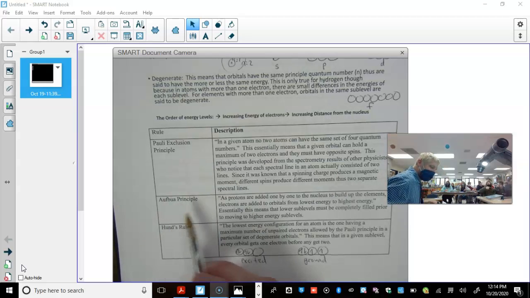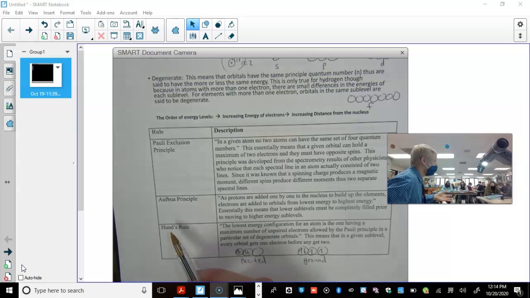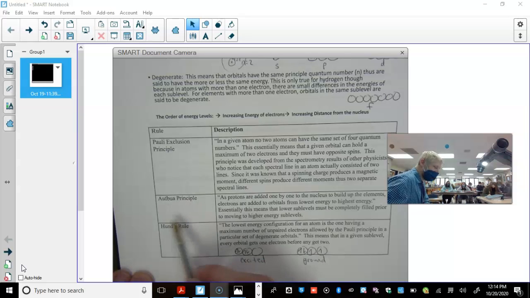The other one is Aufbau principle. Aufbau is German for building up. And so you've got to start from close to the nucleus first and go further out from the nucleus. You always build the first floor before you build the 13th floor. It's just kind of how it works. Same thing with electrons.